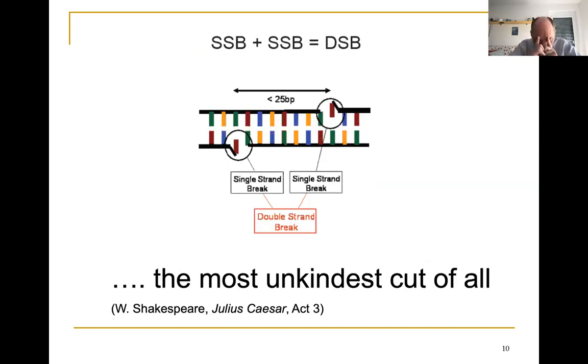Now, what is a double-stranded break? A double-stranded break is what we call, from Shakespeare's Julius Caesar, the most unkindest cut of all. That's when Caesar receives 33 stabs, but the last one comes from Brutus, and then he says this is the most unkindest cut of all. What is the most unkindest cut of all?